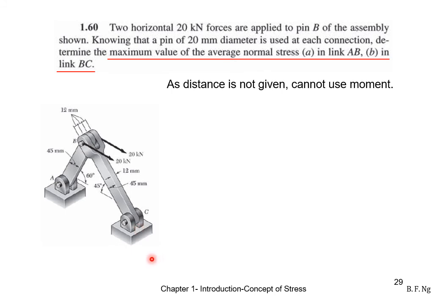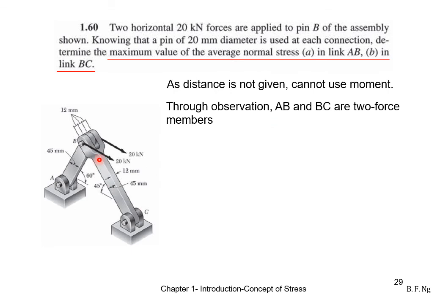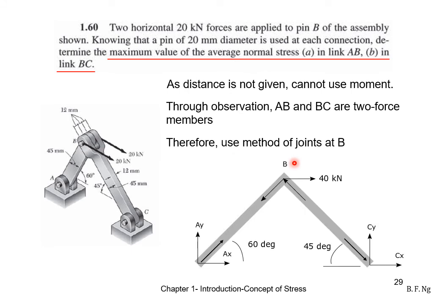Notice, first of all, the distance itself is not given in the question. As such, we cannot use moments. Also, AB and BC are two-force members. Since they are given angles, we should actually use the method of joints. This is the free body diagram where the reaction at A and the reaction at C are shown here. Because we know that AB and BC are two-force members, the forces run along the longitudinal direction of the beams.